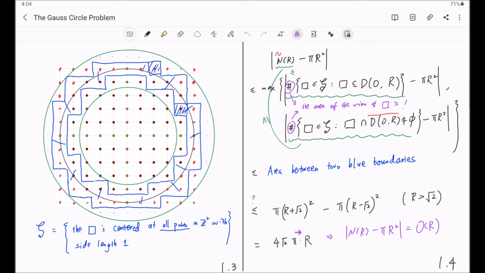However, you should realize that as long as r is greater than or equal to 1, this error term can always be bounded by some other constant times r. As long as this r is not too close to 0, it doesn't matter for us to state that this is always bounded by some constant multiple of r. That is precisely what we need in this primitive circle problem.